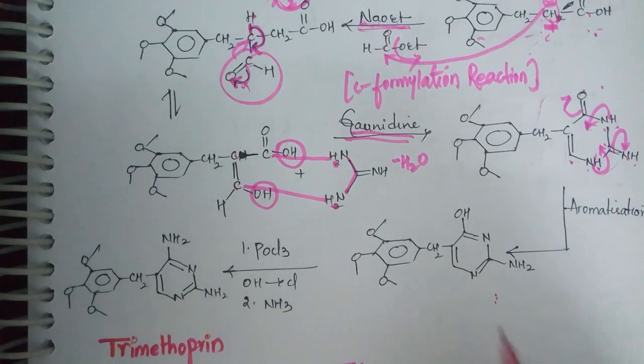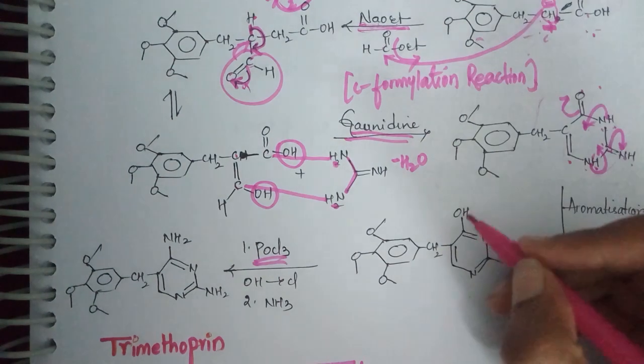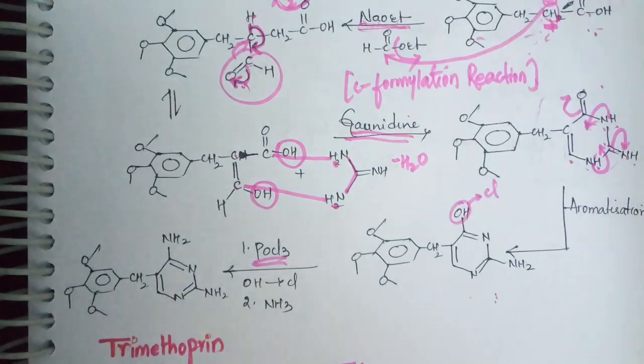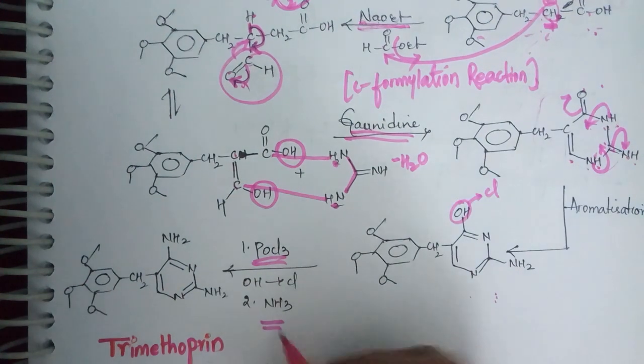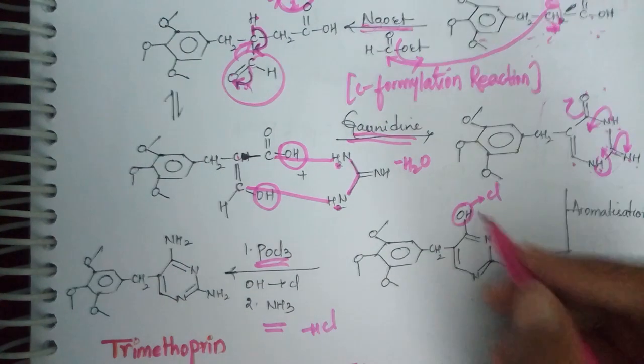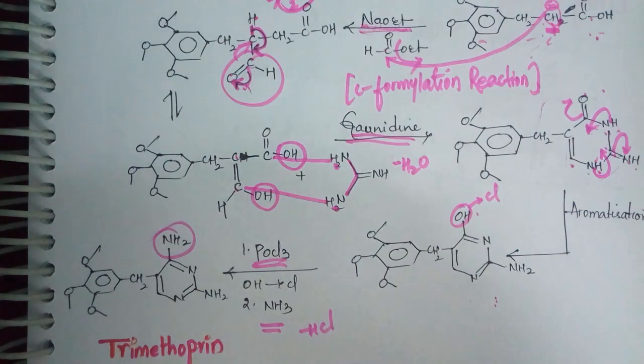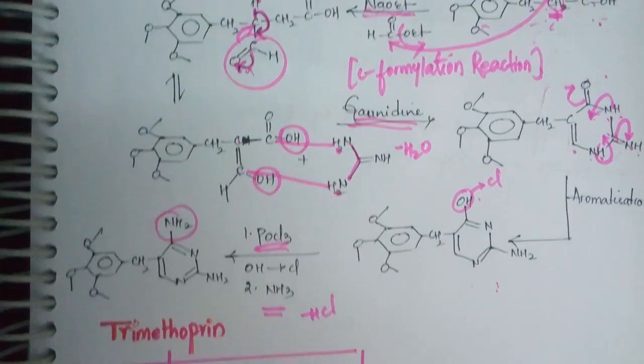This is formed. Later I am treating with POCl3. This OH is replaced by chlorine. Next, this is replaced by chlorine. When I treat with ammonia, minus HCl is removed and amine group will come and attack here. This is the synthesis of trimethoprim.